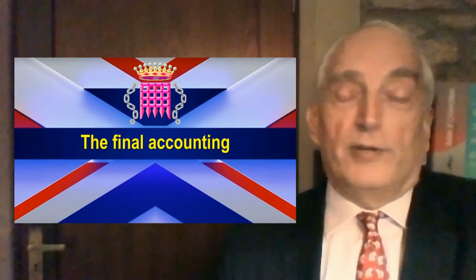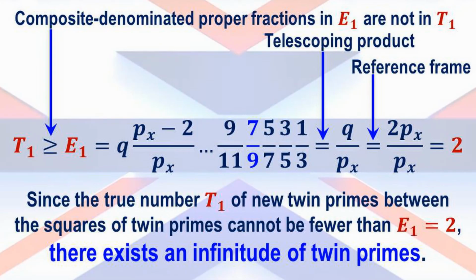We've proven that. And the final accounting is very straightforward. It's quite similar to that for the Goldbach conjecture. T1 is greater than or equal to E1 because the composite denominated proper fractions in E1 are not in T1. The telescoping product is then taken, it's q over px, which is equal to 2px over px by the reference frame, and that is always equal to 2. And since the true number T1 of new twin primes between the squares of twin primes cannot be fewer than E1 equals 2, there exists an infinitude of twin primes. Job done. Twin prime conjecture proven, or so I say.